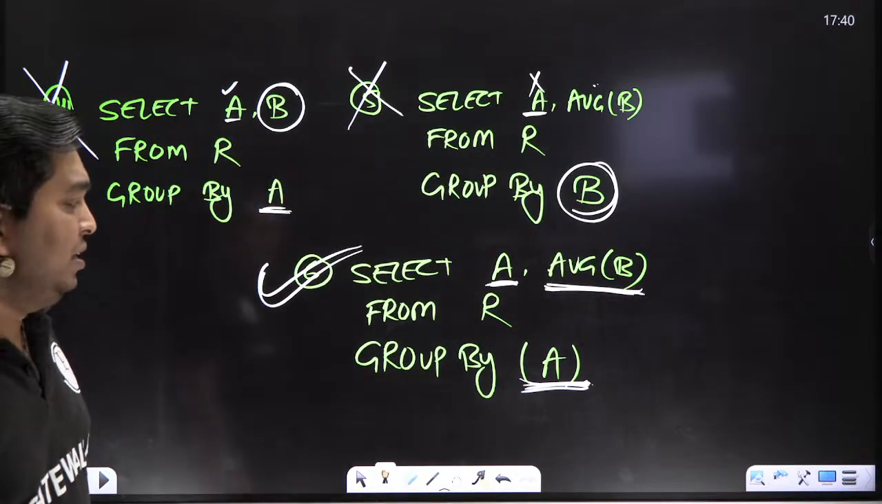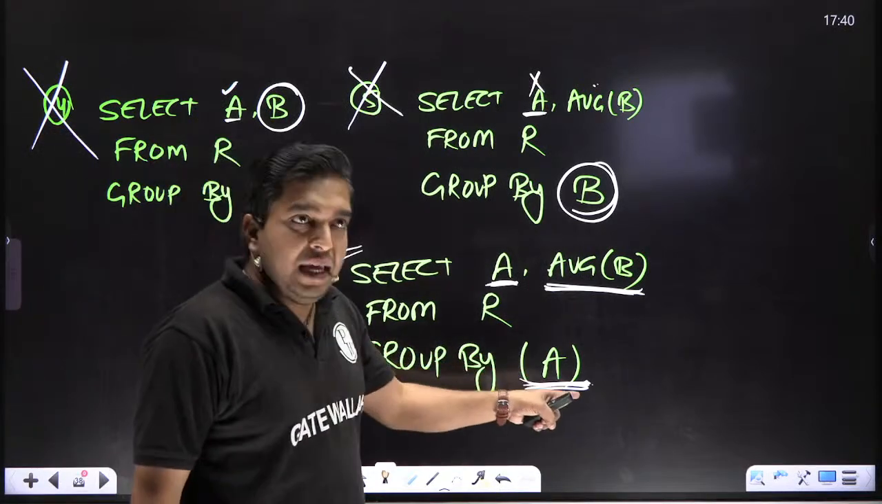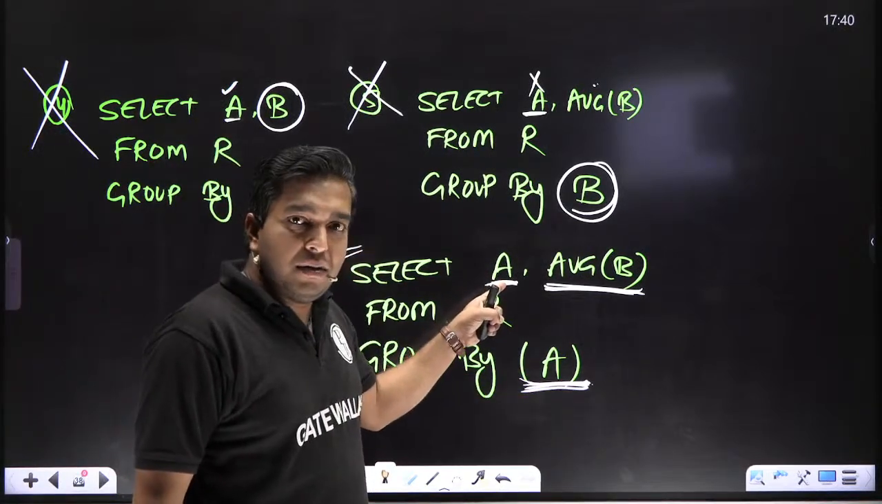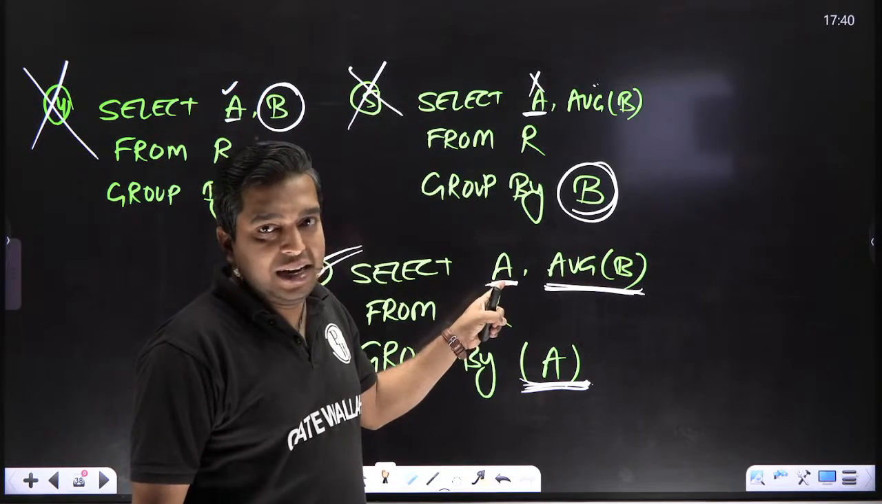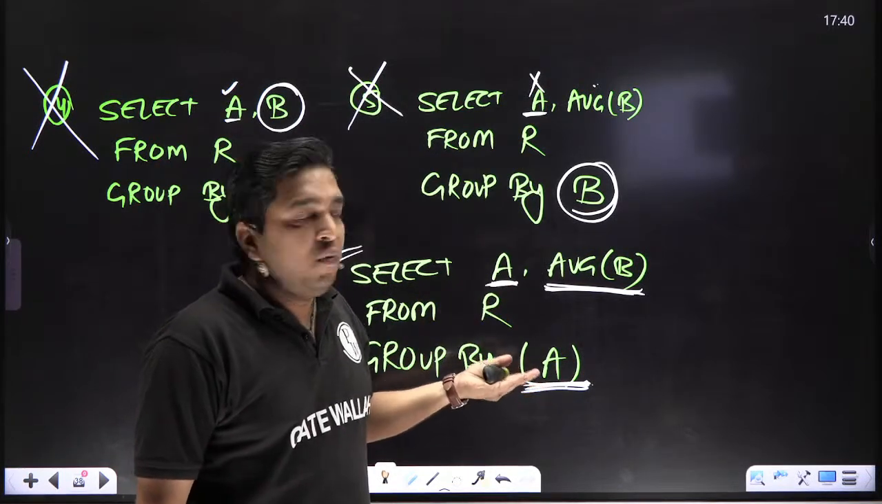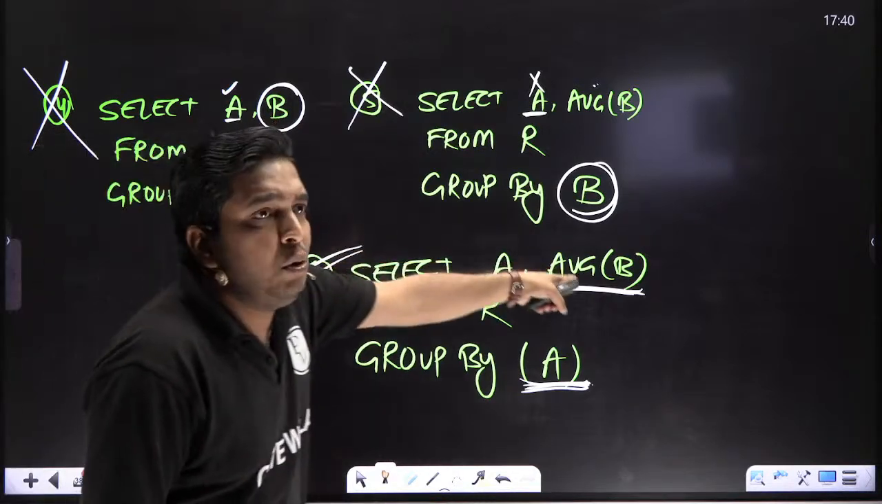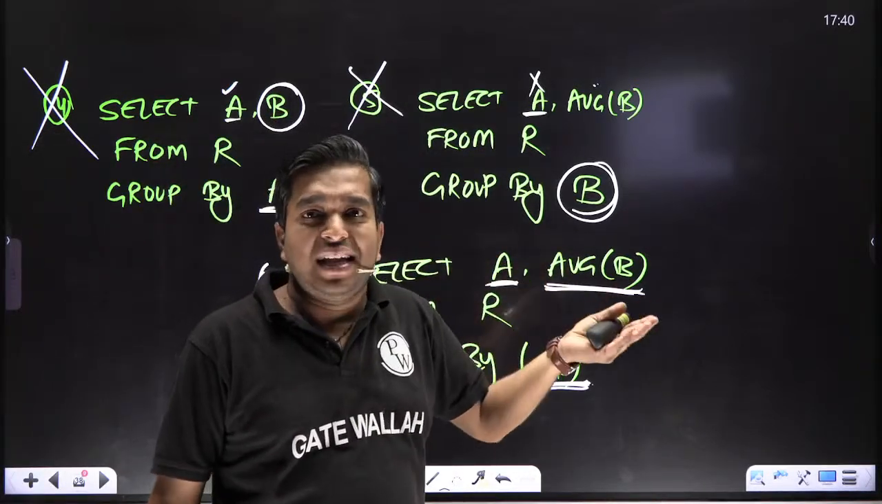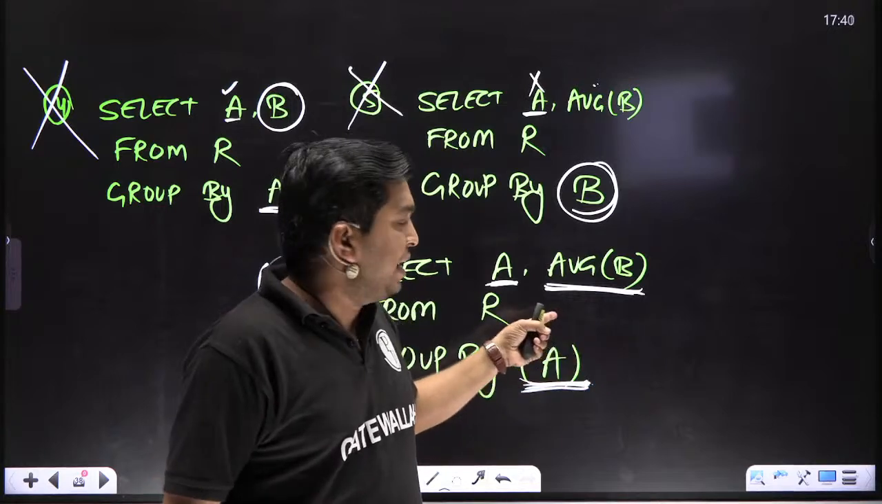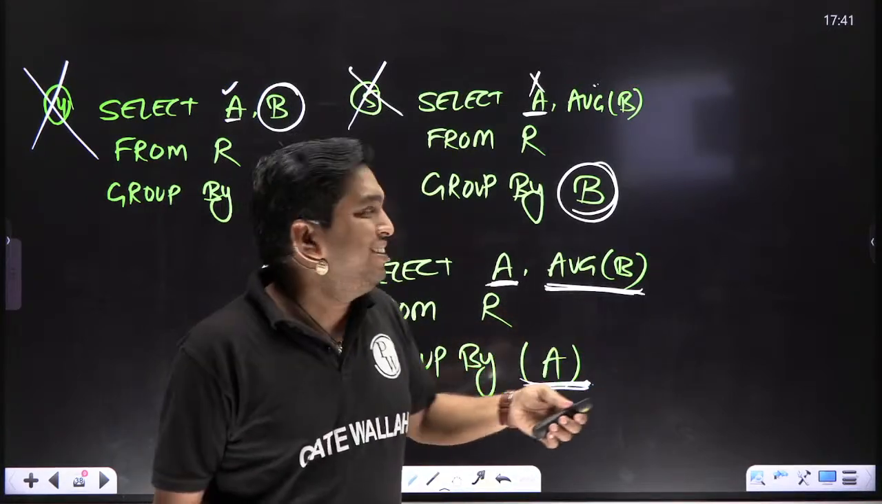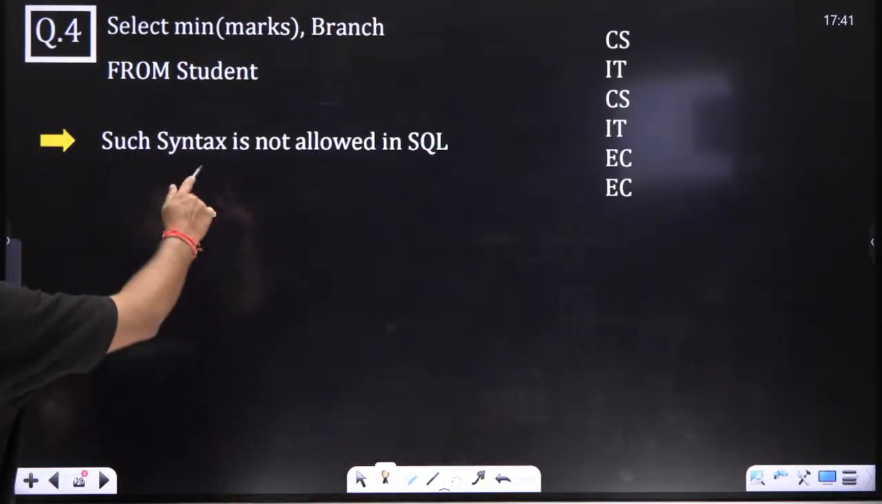Hope you are getting what the attribute in group by A means. So you have to include A in the select clause. And what else is allowed? You are not allowed a simple attribute. You can allow an aggregate function. Clear, everyone? Then this is not allowed.